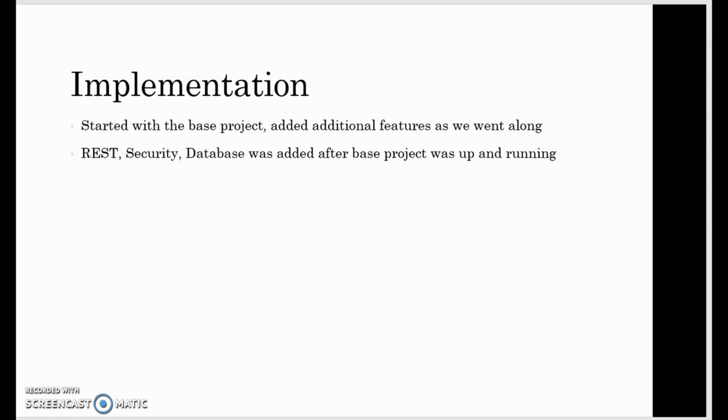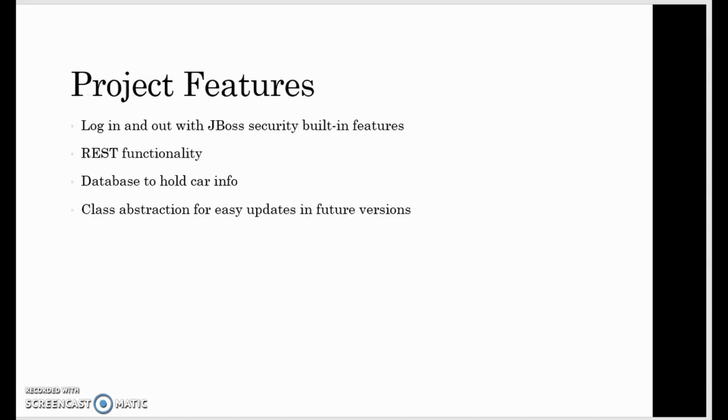After the base project was implemented and up and running, we started to implement our REST, security, and database features and added those into the mix. The project features that we have are logging in and out with the JBoss security built-in features, the REST functionality, the database to hold car info, and we also have class abstraction for easy updates in future versions by utilizing interfaces. This really helps us update all of our features within the project if a new feature is added or we're changing the functionality of something and updating the way that it works.